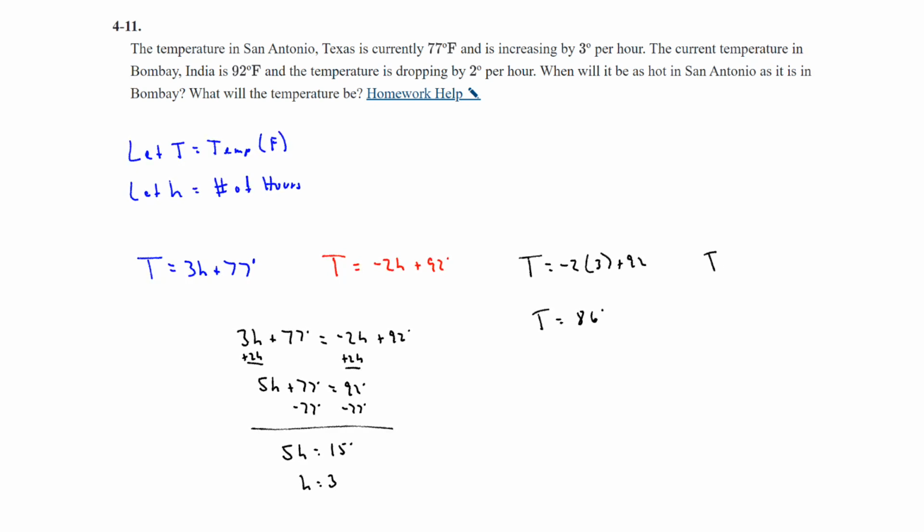Just to show you that it doesn't matter which one you plug it into, if I take 3 times 3 and then plus the 77, that's 9 plus 77, which is also 86. So it doesn't matter which one because we know they occur at 3 hours apiece. So let's make sure we answer the question. When will it be as hot in San Antonio as in Bombay? It'll be in 3 hours, and the temperature will be 86 degrees Fahrenheit.